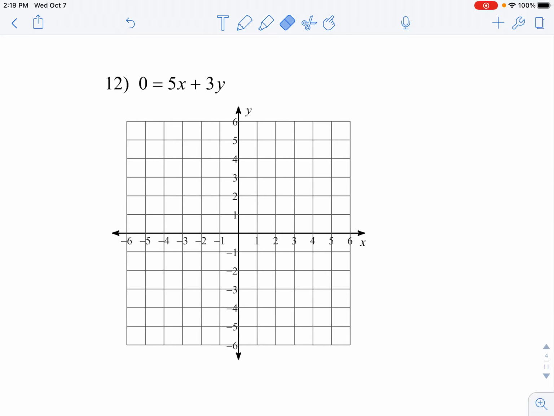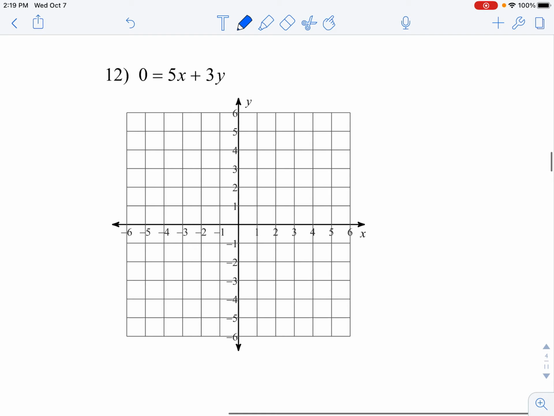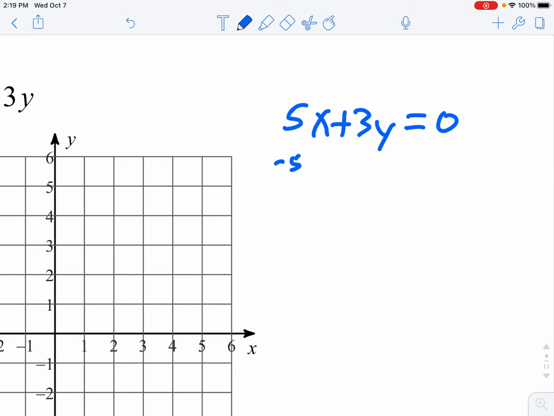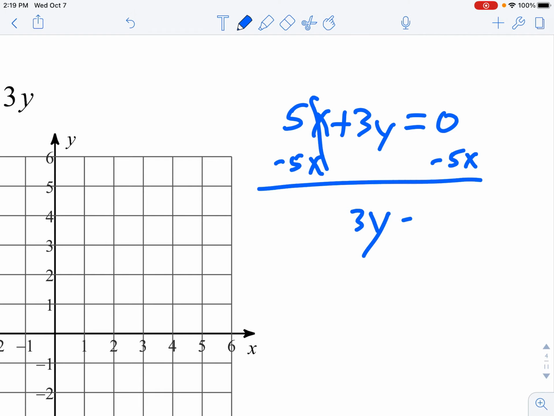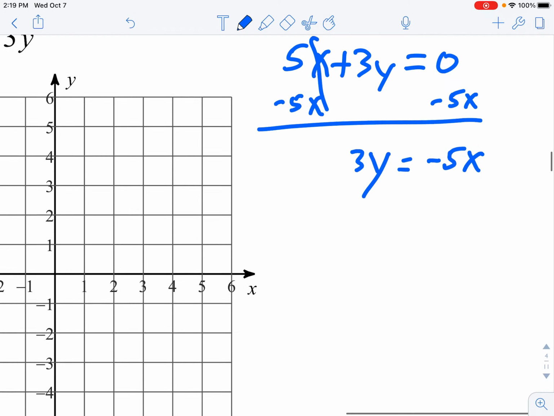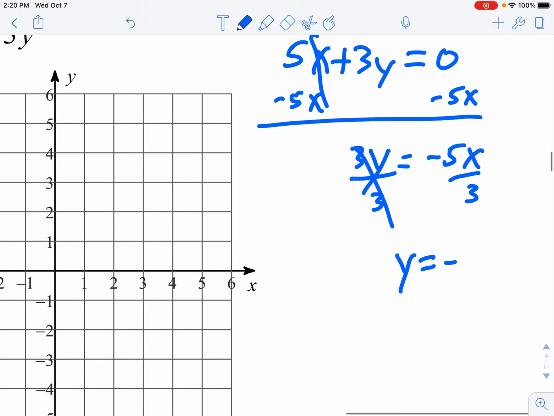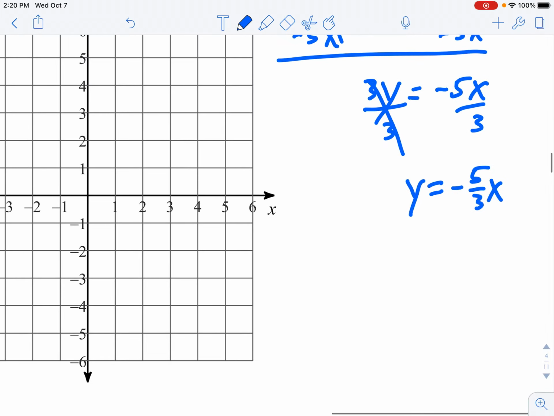So what I have to do in this one is put this in mx plus b form. So I'm going to go ahead and copy the problem down. In fact, I'm going to rewrite it like this: 5x plus 3y equals 0. You know you can do that, write an equation forward or backwards, it's fine. Subtract 5x from both sides. I get 3y equals negative 5x. Divide both sides by 3. Now, can you divide 3 into 5? No, just leave it a fraction, negative 5/3 x. And there it is. Now it's in mx plus b form.